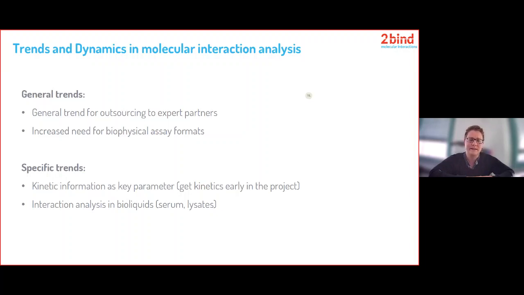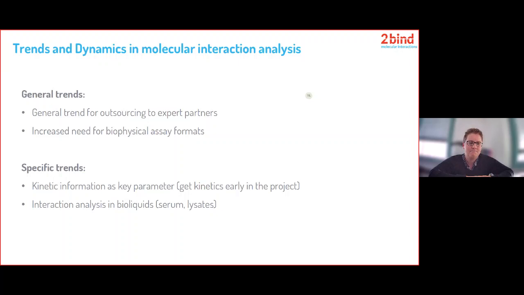And then last but not least, there are specific trends. One could also call them technical trends. And one of the trends I also perfectly agree with Kaspar on is the need for kinetics early on in the project. And I also really like that graph that underlines that affinity cannot really discriminate between unspecific binding and specific binding. So this can be a problem. And therefore, early kinetics can be very helpful. Another trend that we see is interaction analysis in bioliquids.